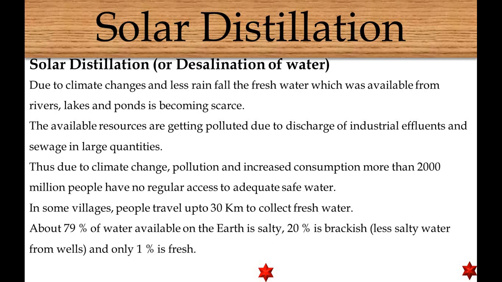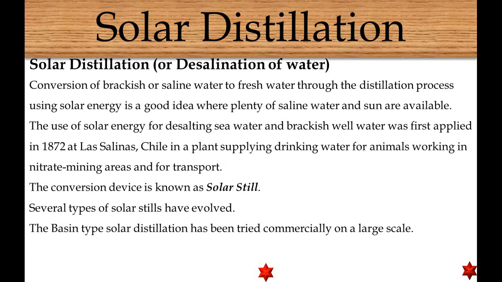About 79% of water available on the earth is salty. 20% is brackish, that is less salty water, which is collected from wells, and only 1% is fresh. Conversion of brackish or saline water to fresh water through the distillation process using solar energy is a good idea where plenty of saline water and sun are available.